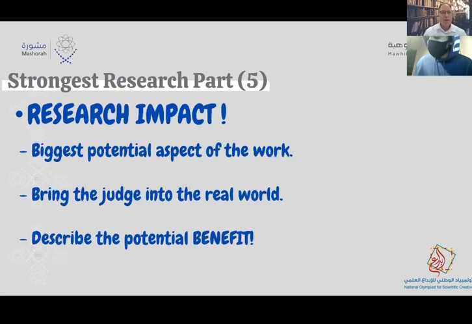And that's the last part, the research impact. And this is where you really make the big wow factor. And a lot of students have been asking me about that. What's the wow factor? How can I impress the judges with this? And how can I show them the biggest part of my work? And so I think this is where we want to show the biggest potential aspect of everything you've done. You've done all this work, and where can this lead to?